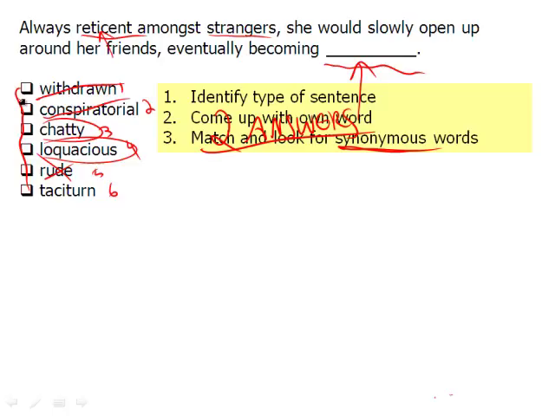Taciturn is the opposite. Notice that withdrawn and taciturn are synonyms, but they're the opposite. So just because you have 2 synonyms in sentence equivalence doesn't mean those 2 synonyms are the answers. Of course, they both have to make sense of the blank, and so we have loquacious again and chatty.